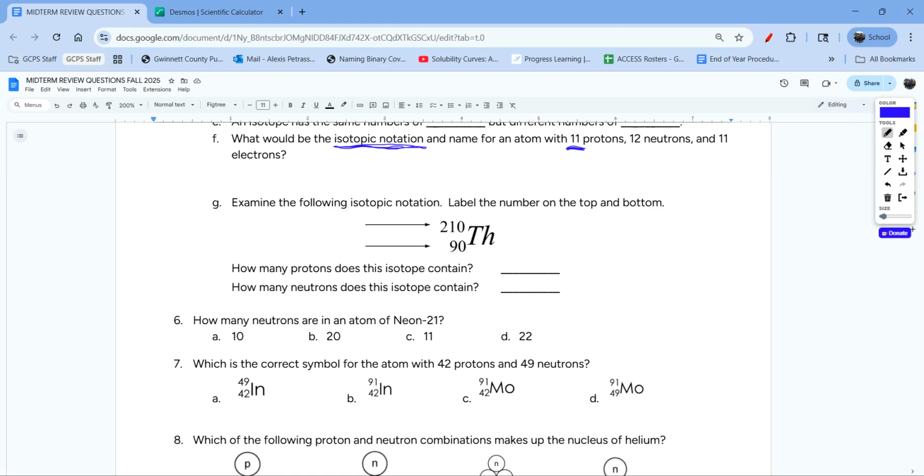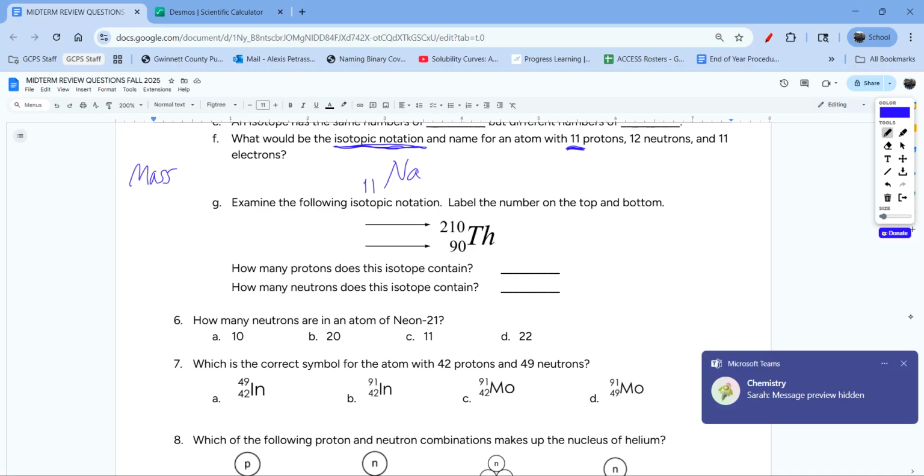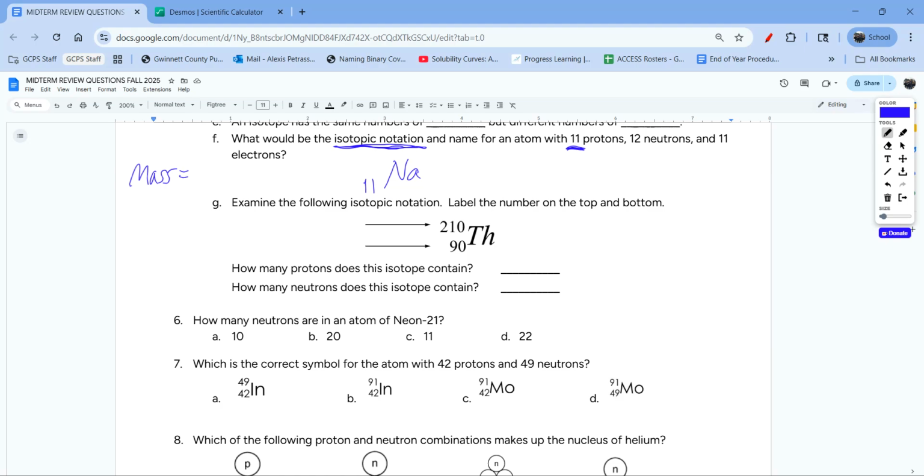I want to focus on 11. Find atomic number 11 on your periodic table. 11 is sodium. So I'm going to do the isotopic notation first. First you write the symbol, Na. The bottom number on the bottom left is going to be the atomic number. The top number I'm going to put up here is going to be the mass. To get the mass, you do proton plus neutron. So 11 plus 12.